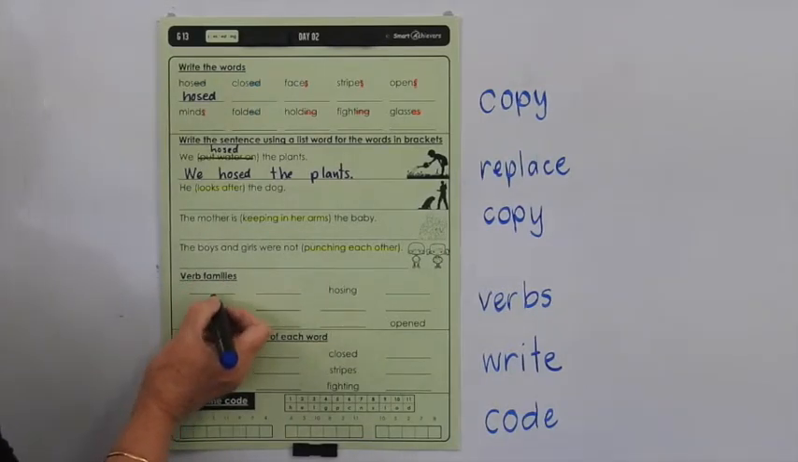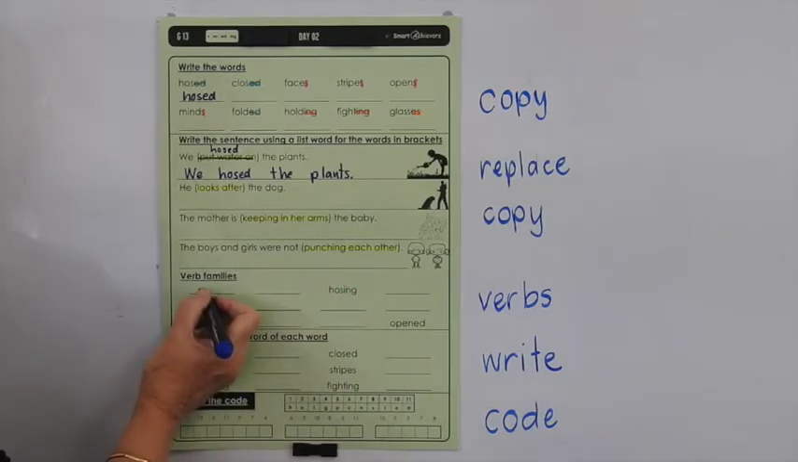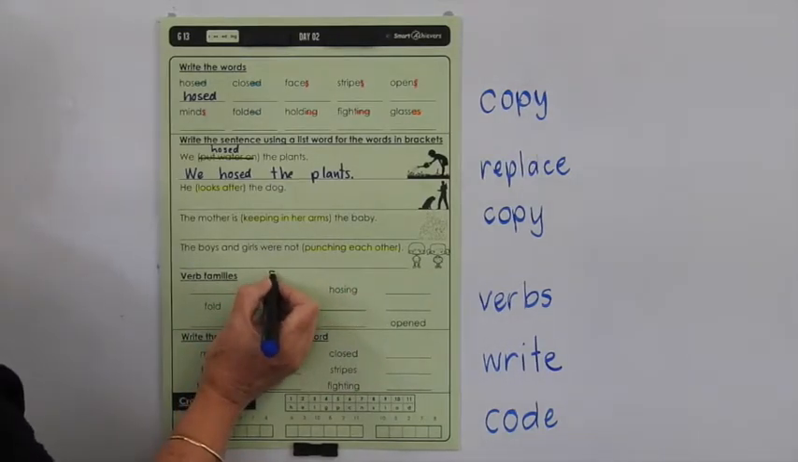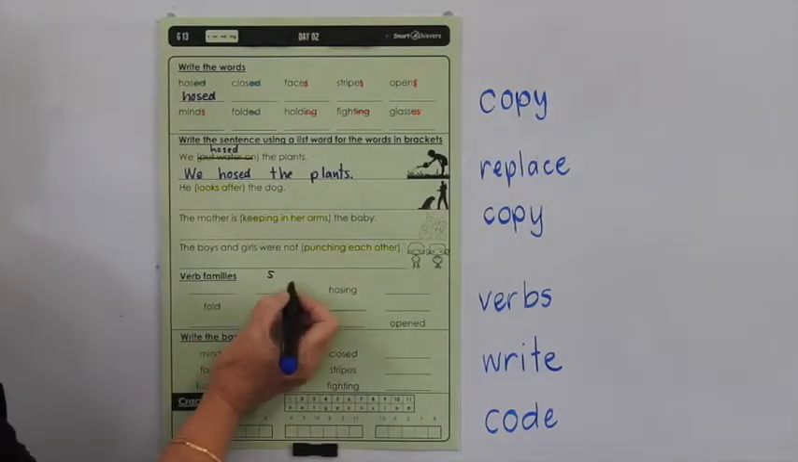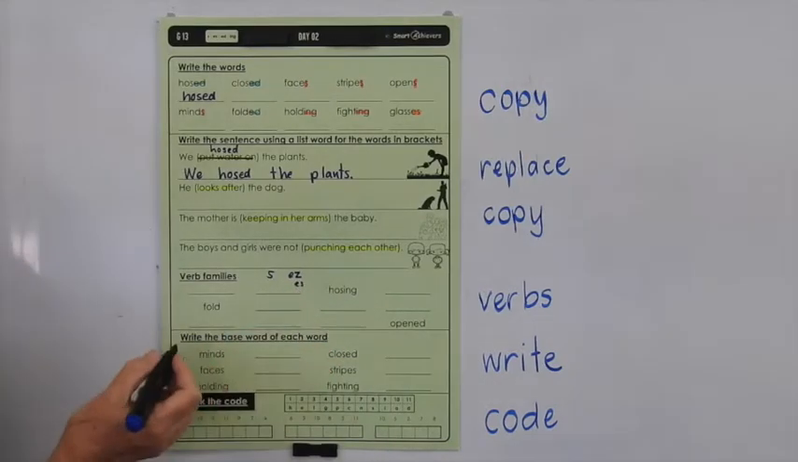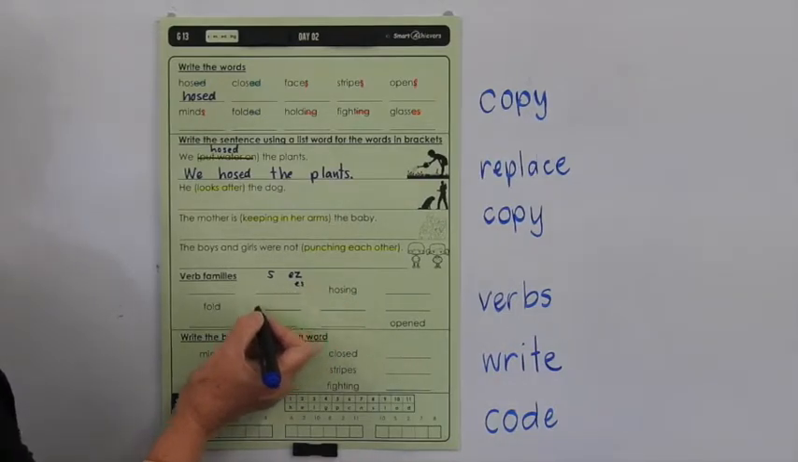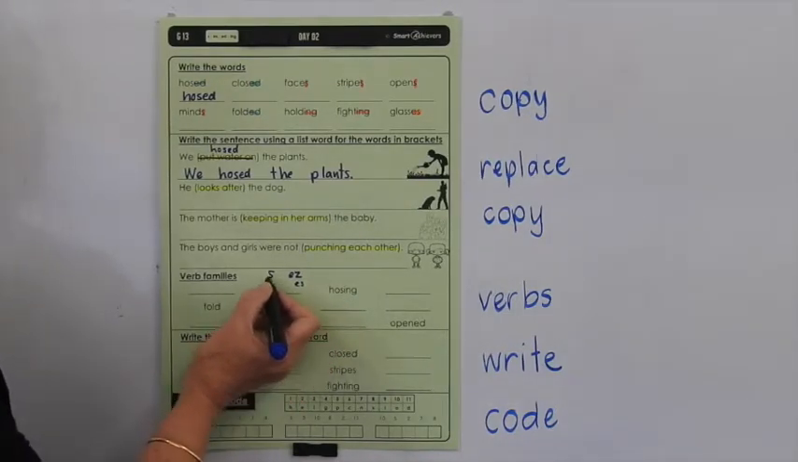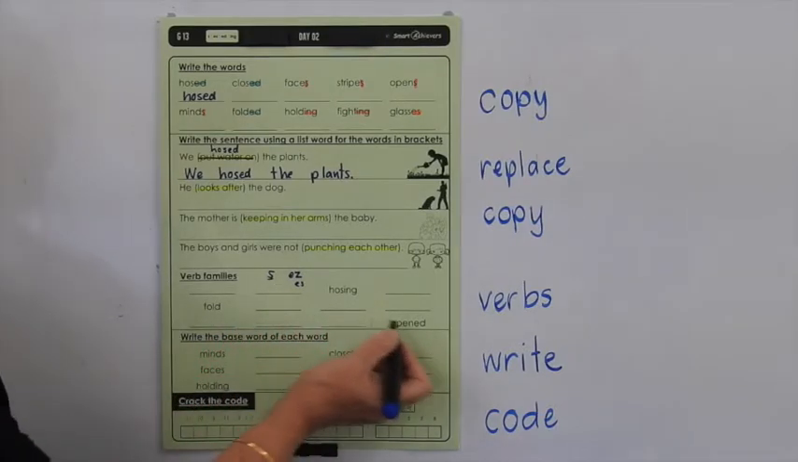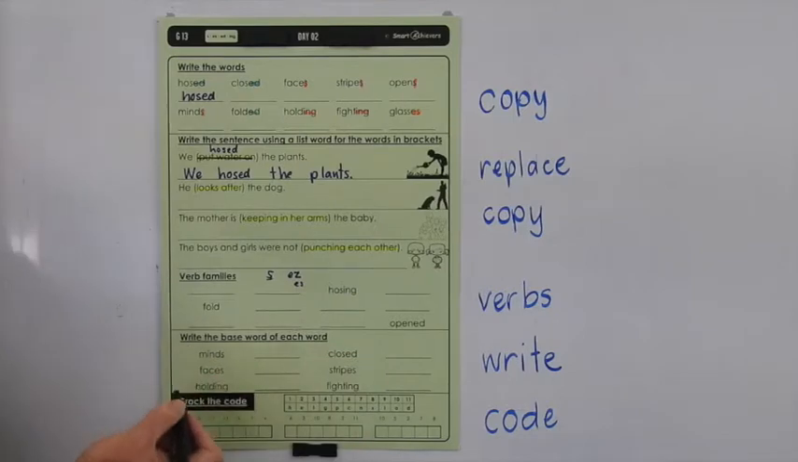Okay, verb families, you know, here we write the base word. So the base word of hosing would be hose. Here we're adding the S, so we'd have hoses. So if you hear is, you know to write ES at the end. And if you hear S, you just write an S at the end. So hoses, we've already got the E there, so we just need to add the S. Folds, you're only hearing an S, so you're only writing an S. This one opens. We're only hearing the S, so we only write an S.